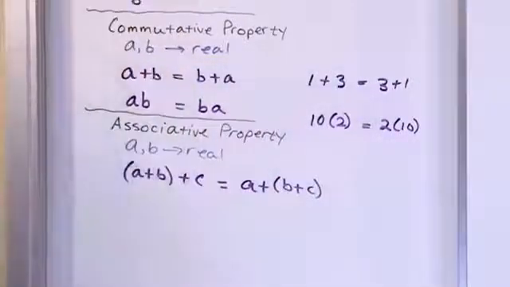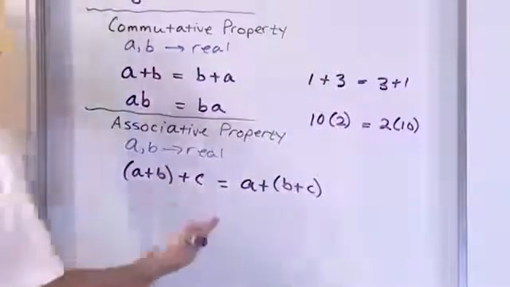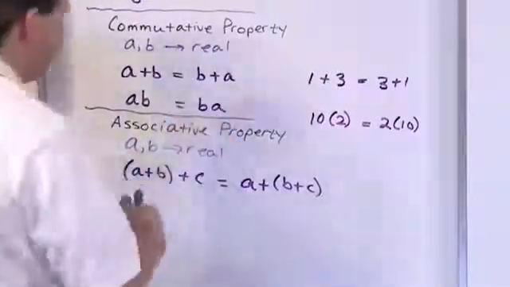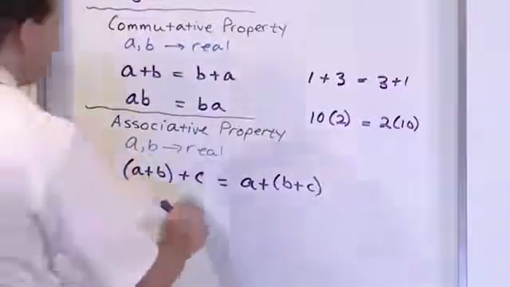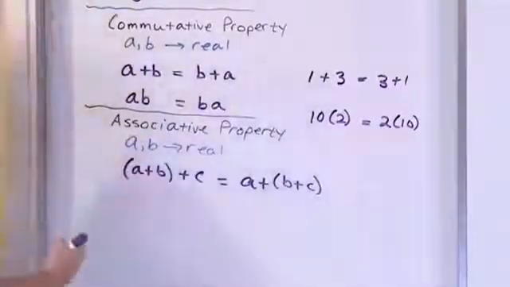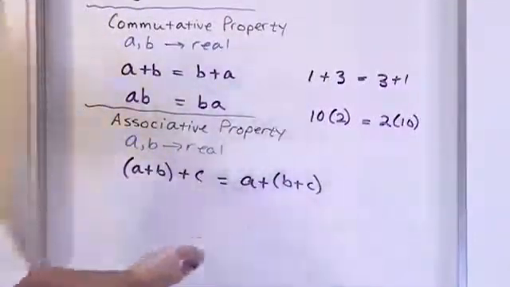Now again, you look at something like this in a textbook and students get worried because they see associative property, which is complicated sounding, and then you have all this stuff with parentheses, and especially if you're not comfortable with parentheses, it just looks like gobbledygook.